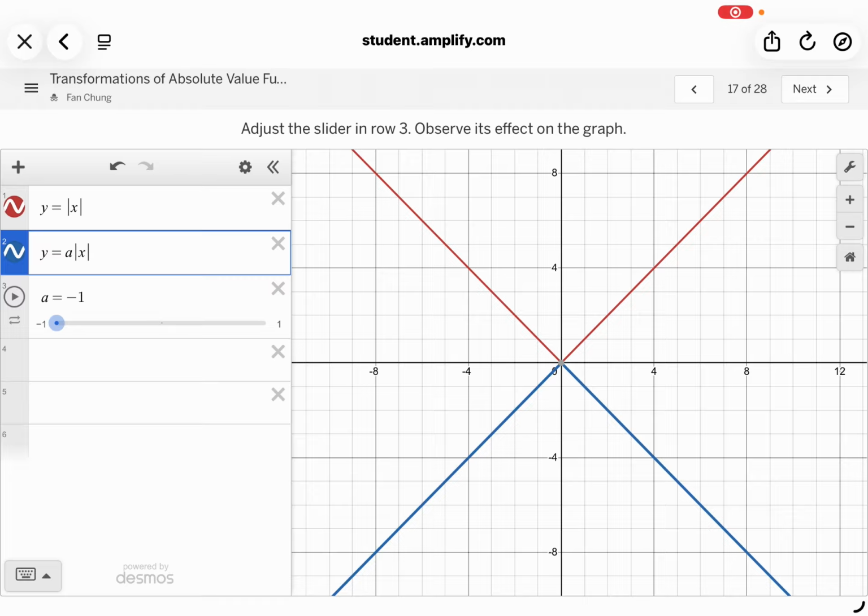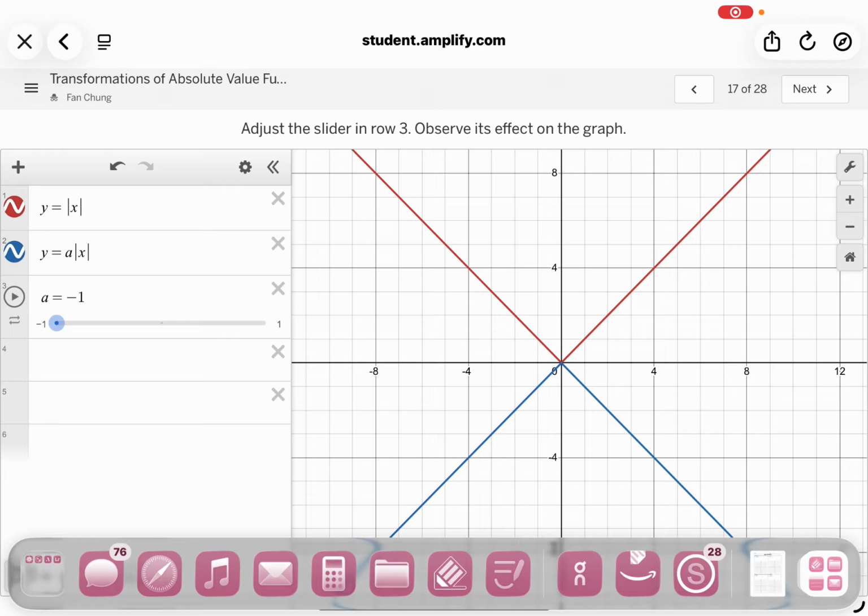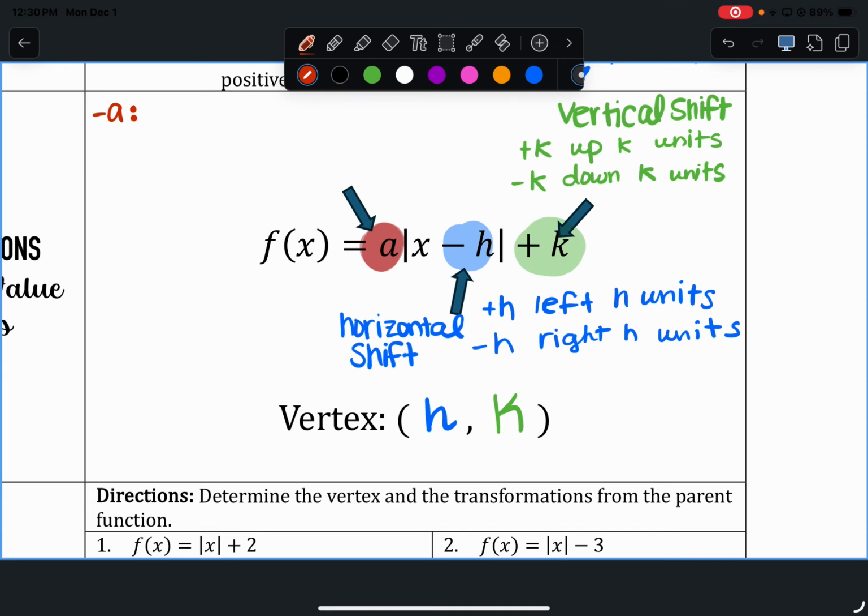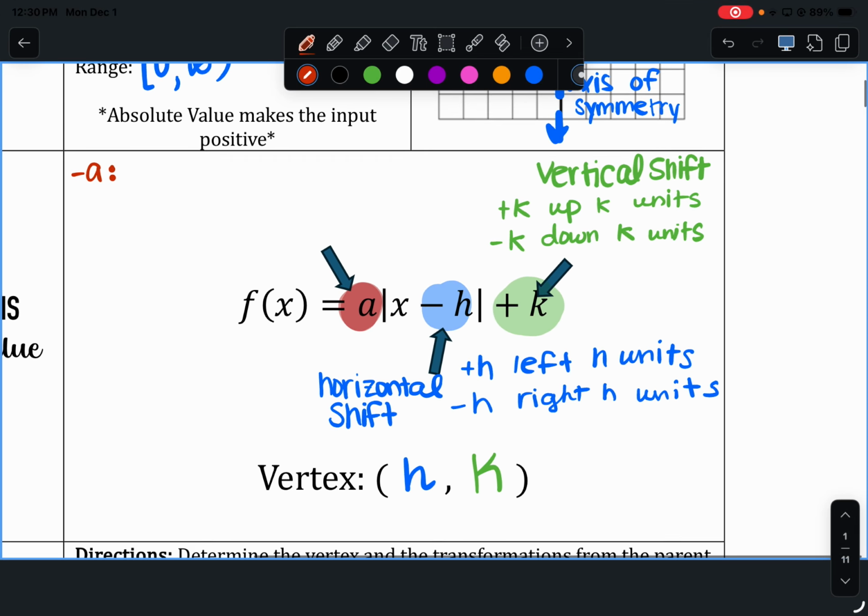So whenever we look at anything with A, okay, we're just looking at what's happening with those arms of the V. So for negative A, that causes it to reflect across the x-axis.